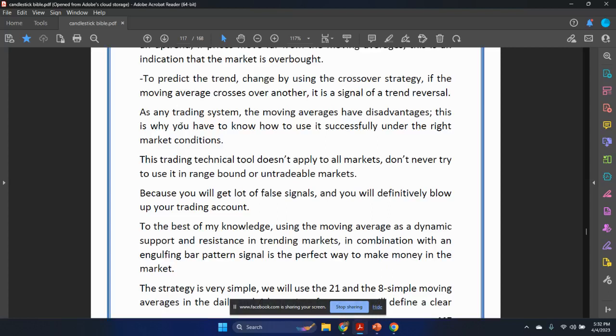This trading technical tool doesn't apply to all markets. Don't ever try to use it in range bound or untradable markets.